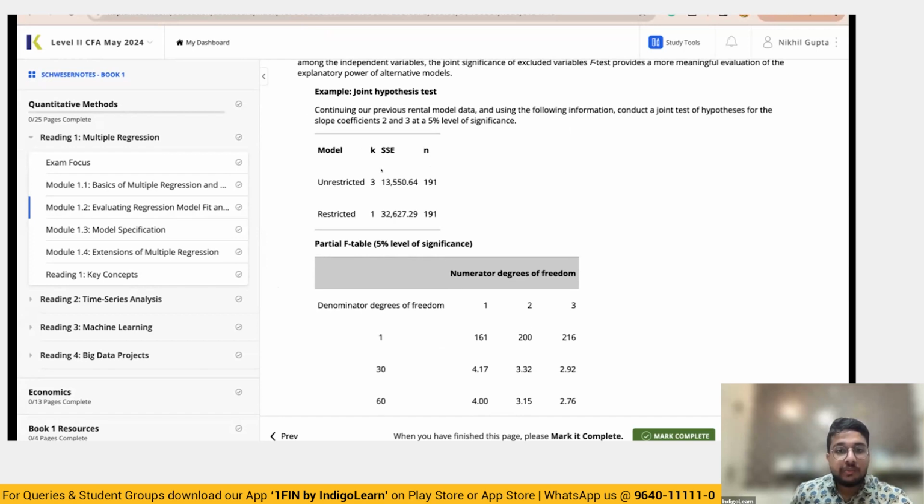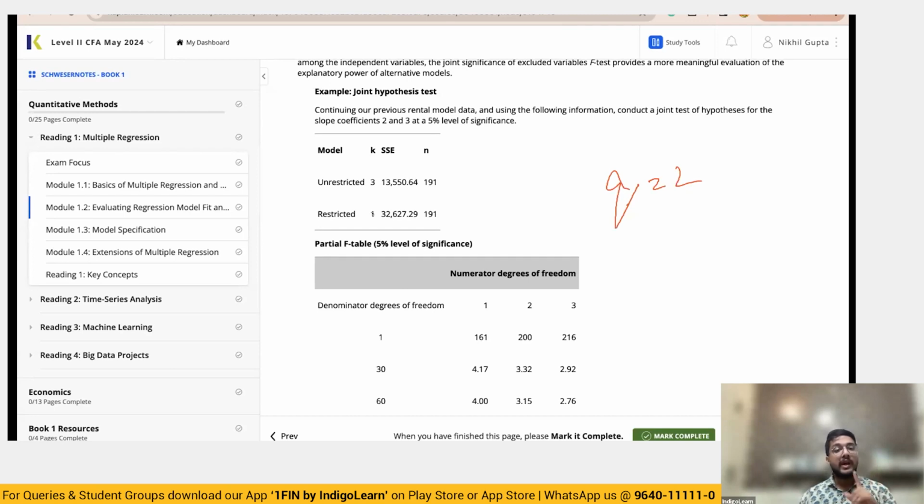Now in the unrestricted model, how many independent variables are there? Three. In the restricted model, how many independent variables? There's always going to be one in the restricted model. So what shall be Q in this case? Two. Exactly 2. Because Q is the number of excluded variables in the restricted model.